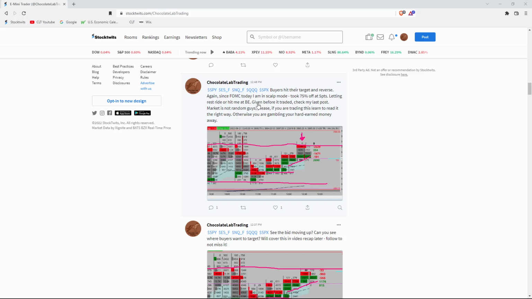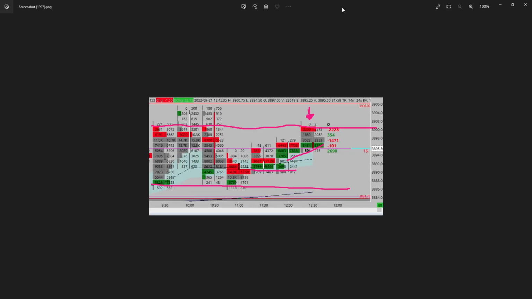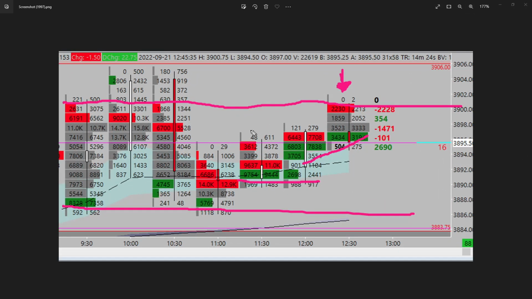Again, since FOMC day, I'm in scout mode. I took 75% off of my position at 5 points, letting the rest ride or hit me at break even. So after I take my first partial on all my trades, I always put my stop to break even. Given before traded, check my last post. Market is not random. I think we all could see this trade entry pretty clean. Active sellers, pop them. Zero print, exhaustion, big volume node. Very clean tape.